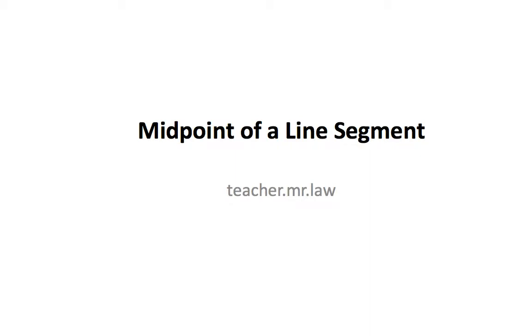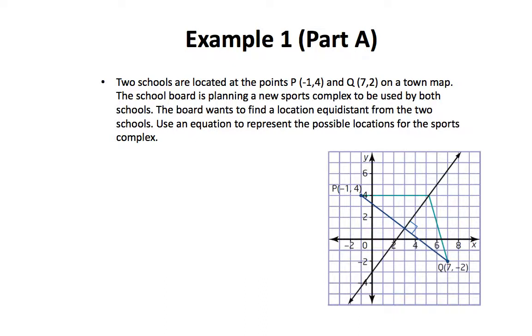In today's lesson, we'll be learning how to apply the midpoint of a line segment. In our first example, two schools are located at the points P(-1, 4) and Q(7, -2) on a town map. The school board is planning a new sports complex to be used by both schools. The school wants to find a location equidistant from the two schools. Use an equation to represent the possible locations for the sports complex.